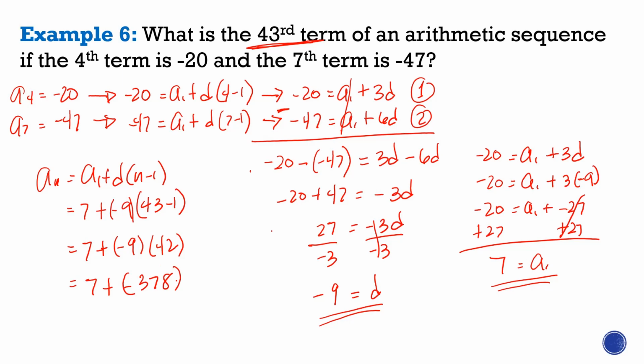Negative times positive is negative, right? And then add 7. They have different signs, so we need to subtract them. So negative 371. That is our A sub 43.